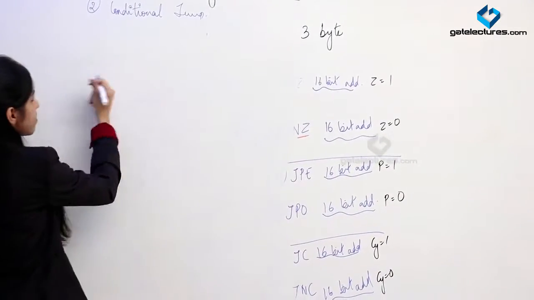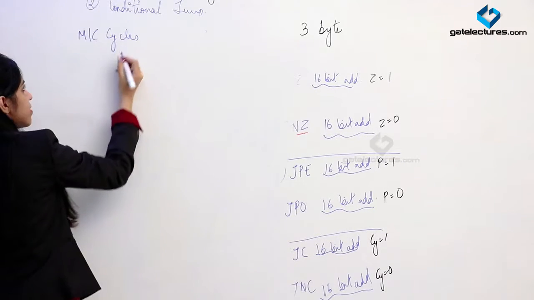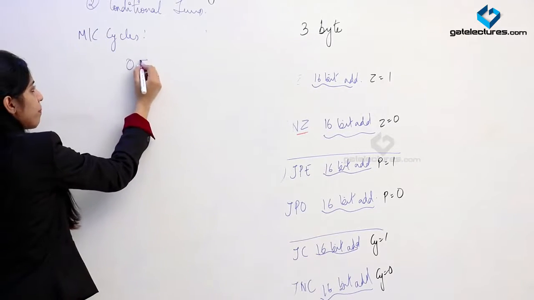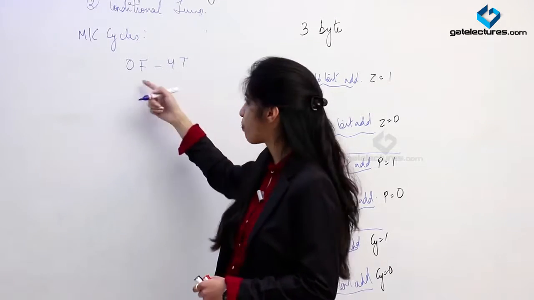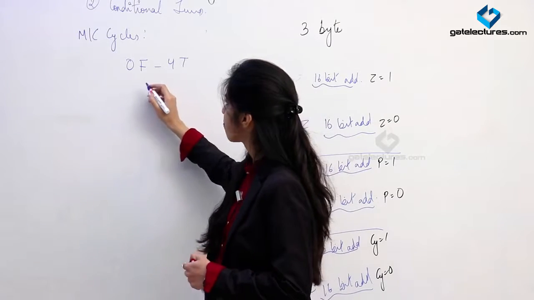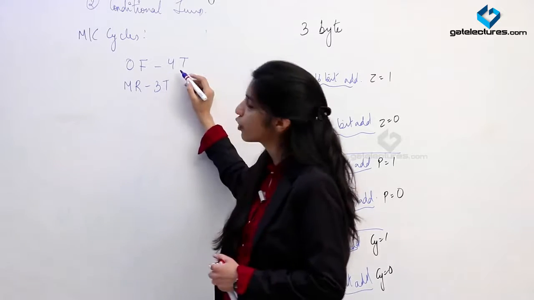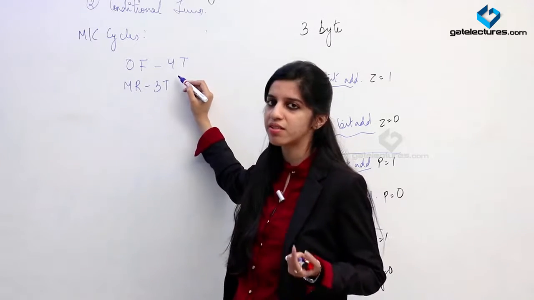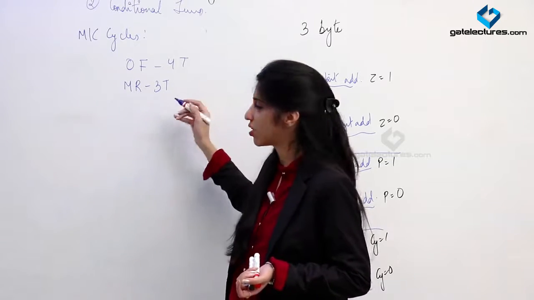So if we talk about the machine cycles, you are going to make opcode fetch. This has to happen, this is confirmed. Opcode fetch is going to take 4 T states. Next, we are going to make memory read. After opcode fetch only you are going to know that this is a conditional jump. After this only you can check the condition.